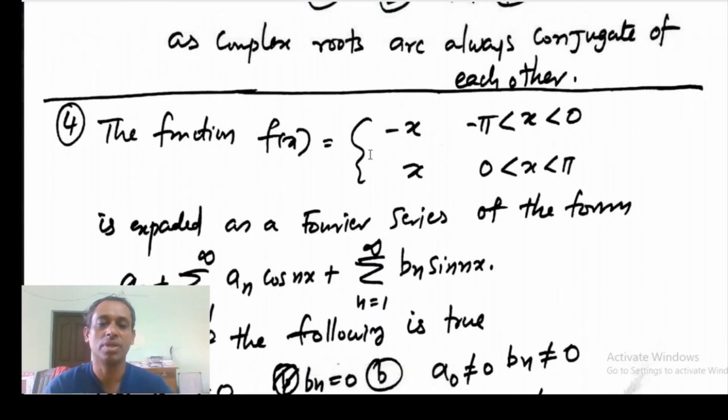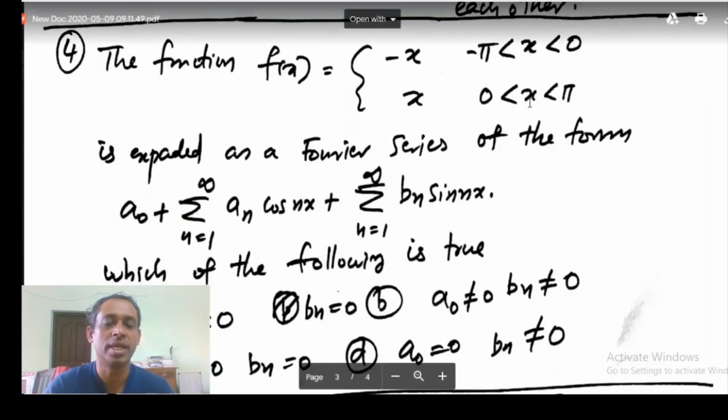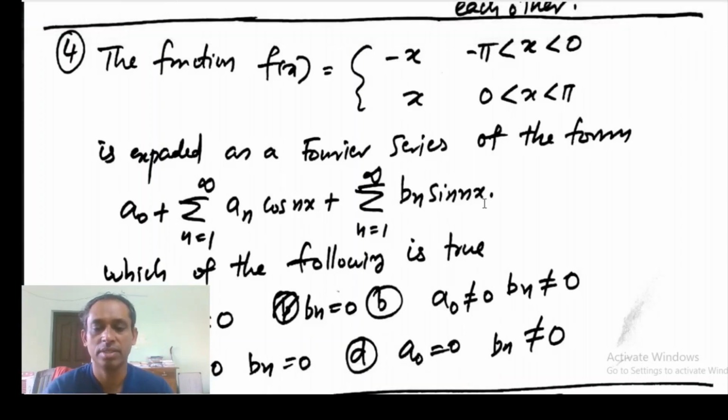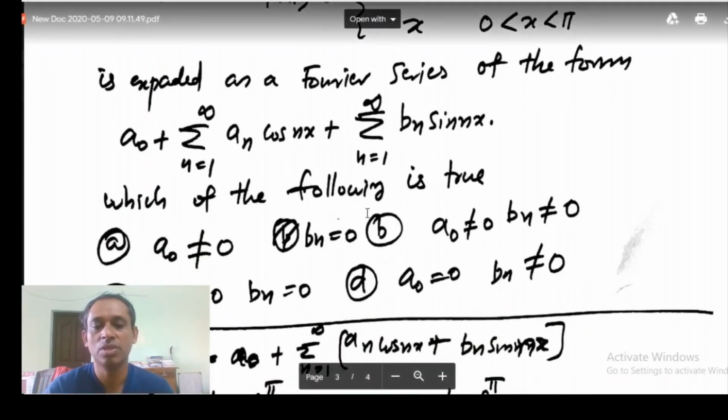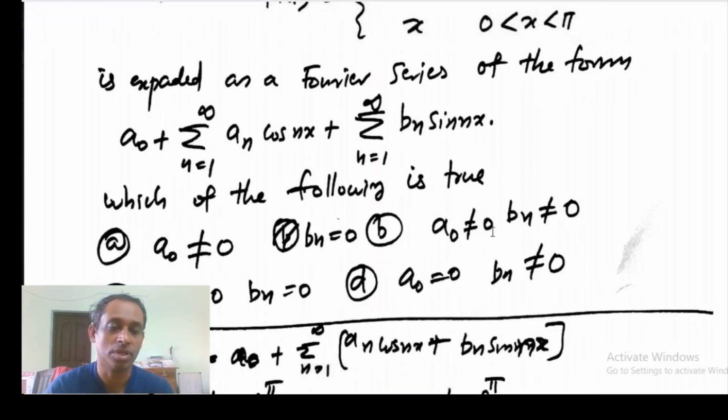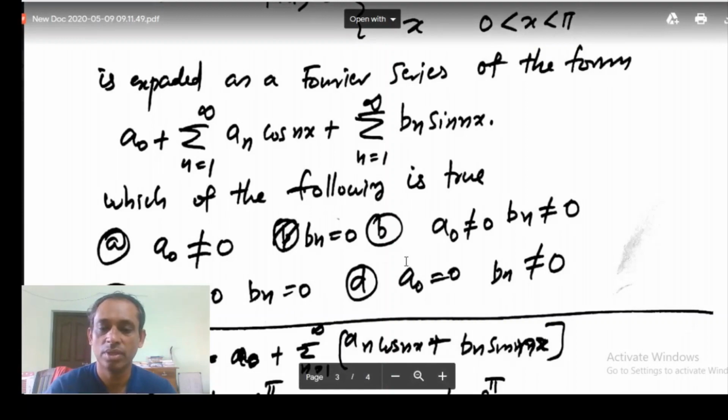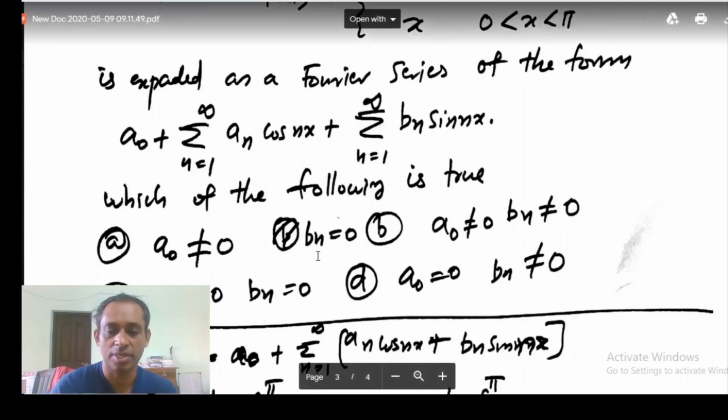Now let's see a function f of x equal to minus x when x is between minus pi to 0, and x when x is in between 0 and pi. So this is expanded as a Fourier series. The formula is this: a0 plus sigma n equal to 1 to infinity an cos nx plus bn sin nx. Now the question is, which of the following is true? a0 not equal to 0, bn 0, a0 not equal to 0, bn not equal to 0. Okay, such options are given here.